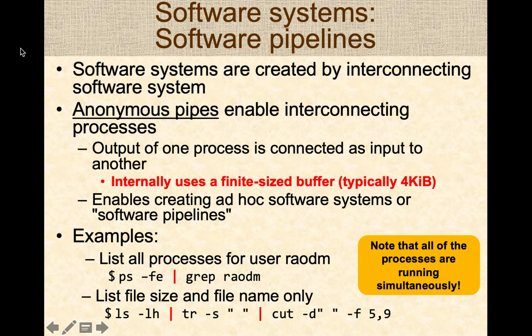Note that when you're working with these pipes, all of the processes that are participating in the software chain are running simultaneously. That is important to keep in mind. So in the last command, there are 3 processes that are simultaneously running. So ls is running, tr is running, and cut is running. And the data flows from one program to another, and it gets transformed or processed by each one of those programs.